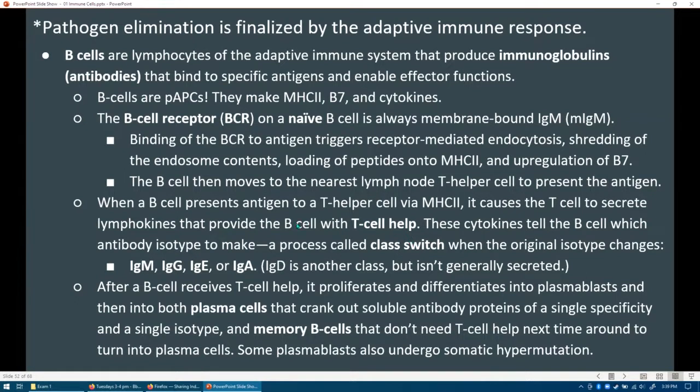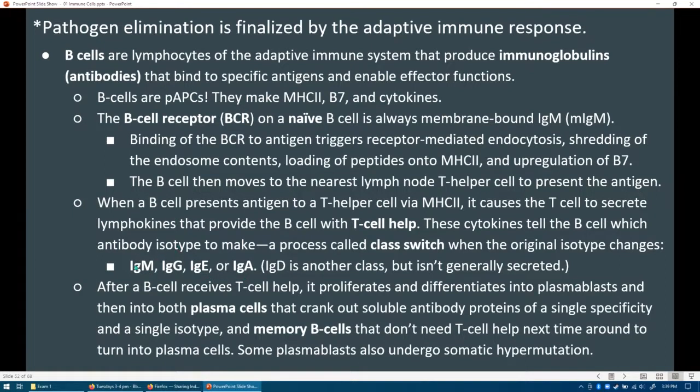In this case, the T cell help is helping the B cell undergo class switch and helping the B cell to secrete antibodies. So one job of the cytokines is they tell the B cell what antibody isotype to make. This is a process called class switch, when your original isotype changes. You're always starting with IgM when it's naive. Sometimes when the T cell provides cytokines to the B cell, it triggers the B cell to begin making a different type. The four major types of antibody are IgM, IgG, IgE, and IgA.